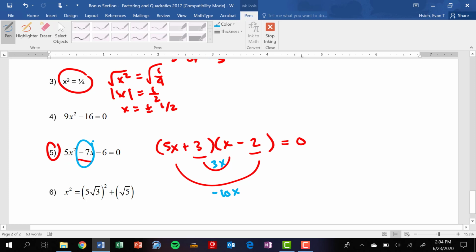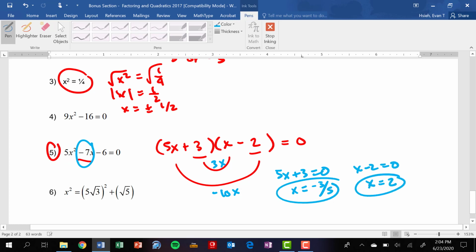So now I can do the zero product property, and I can do 5x plus 3 equals 0. Solve for x. x ends up being equal to negative 3/5, or x minus 2 equals 0, so x of course is equal to positive 2. And there's my two answers for x.